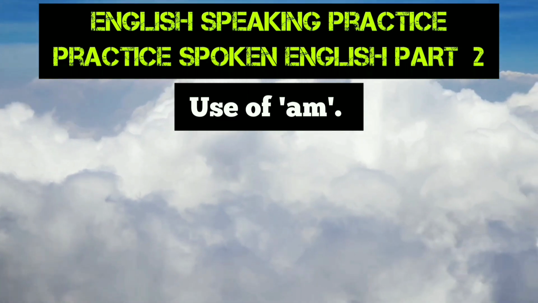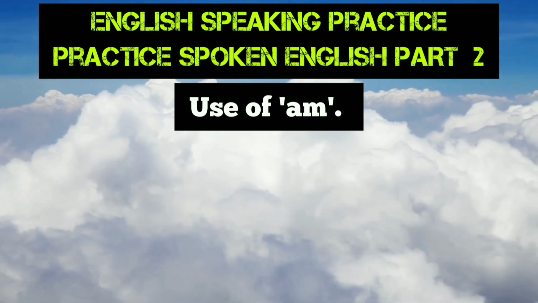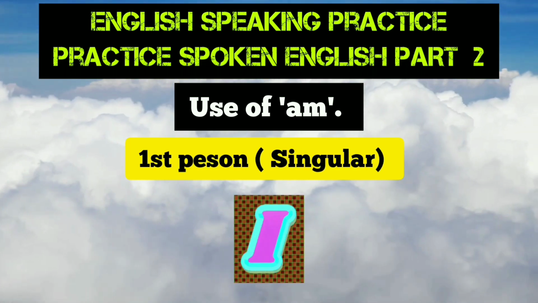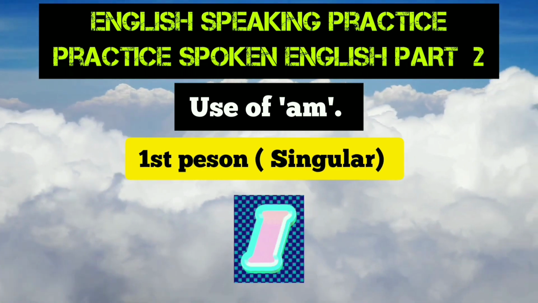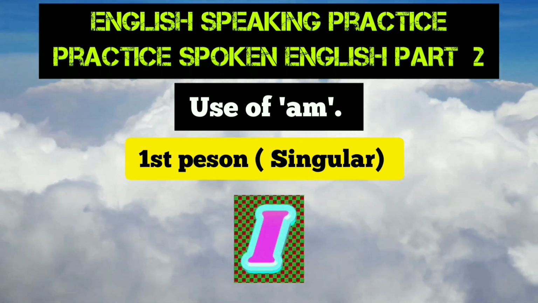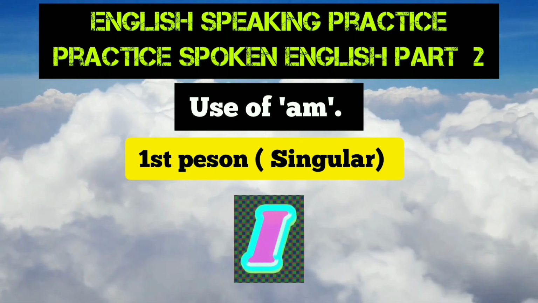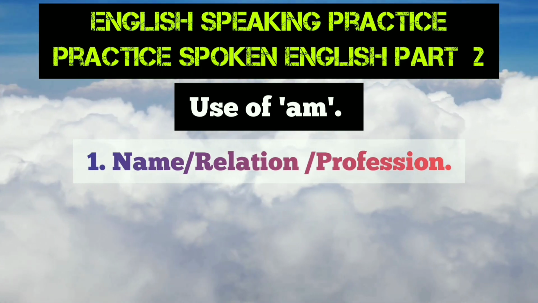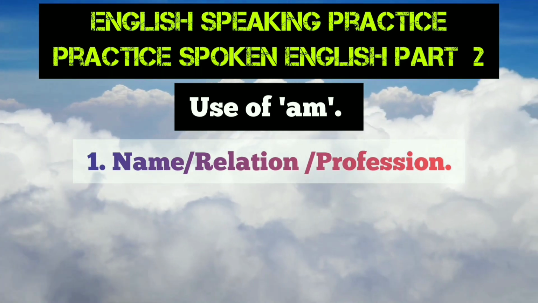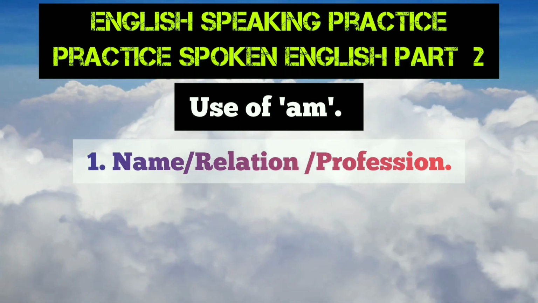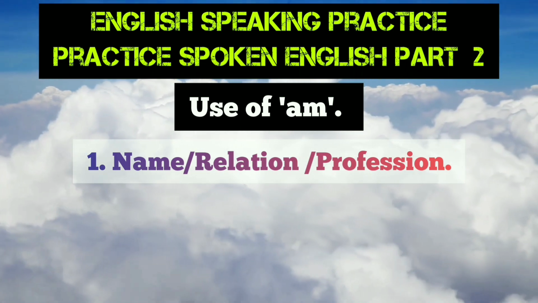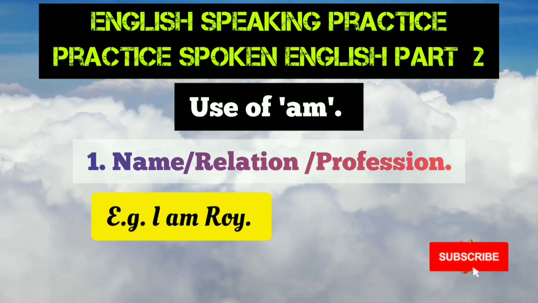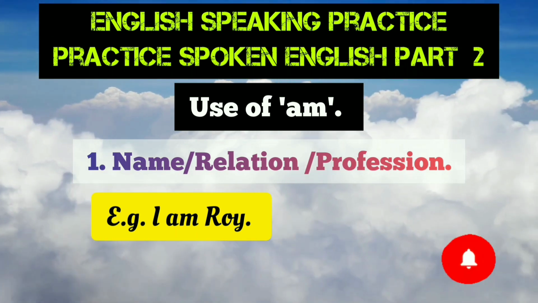So we use am only in case of first person, and that is singular number, that is I. So let's see where to use it, and let's also see some sentences using am. So as you see, am is used to talk about profession, your name, your relation. So as you see the example, I am Roy, so I'm talking about myself, I'm introducing myself. So in order to introduce yourself, you can use am.